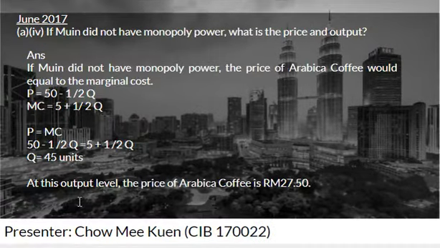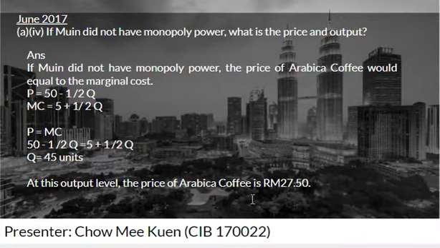So we move on. If Moen did not have monopoly power, what is the price and output? So if Moen did not have the monopoly power, the price of the Arabica coffee would equal the marginal cost, in which it is P = MC. So by looking at this equation, we can just substitute inside here and find that Q is equal to 45 units. And then at this output level, the price of Arabica coffee is 27 ringgit and 50 cents.